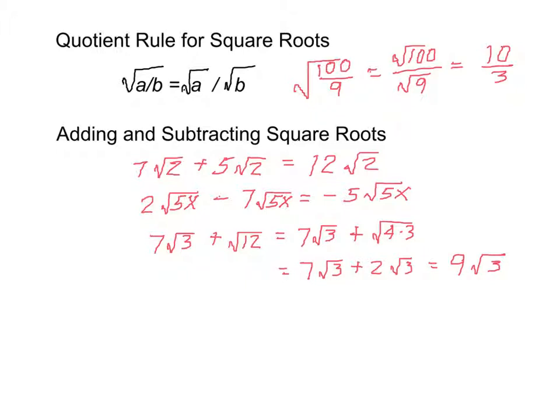So the square root of 4 is simply 2, which you can see right here. So now we've got 7 times the square root of 3 plus 2 times the square root of 3, which comes out equaling 9 times the square root of 3. So originally what we thought we could not combine, since we had the square root of 3 and the square root of 12, by simplifying the square root of 12, we can combine these two and come up with a simplified answer.